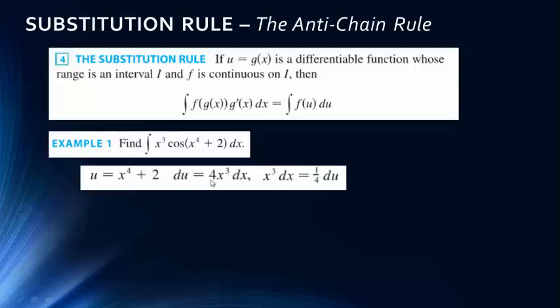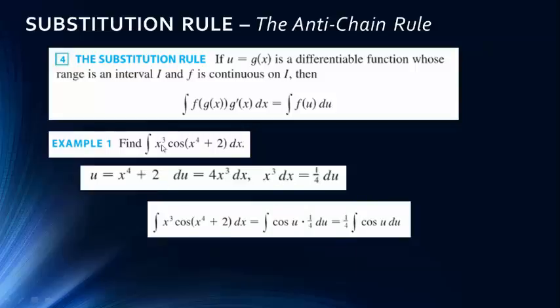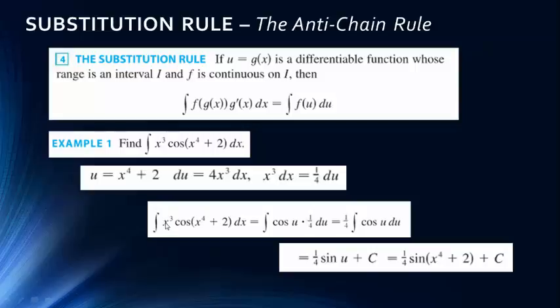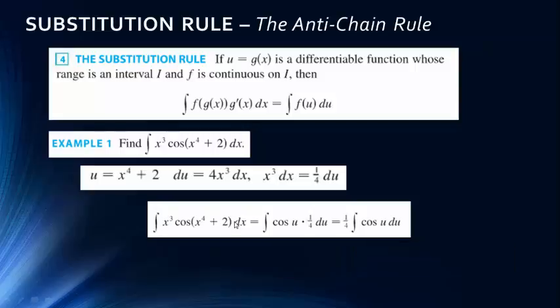Now I can do that when I have a constant, right? Because remember, with integrals and with derivatives, I can pull the constant out in front, the constant multiplier, not a constant sum or a difference, but the constant multiplier I can pull out front. So when I do the substitution here, x cubed dx equals 1/4 du. We saw that there.